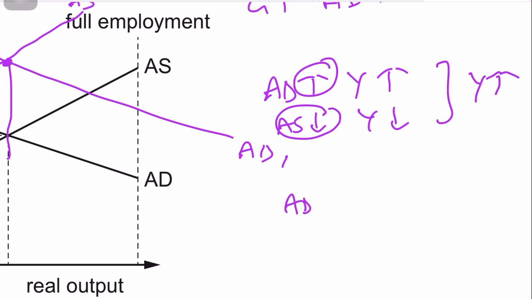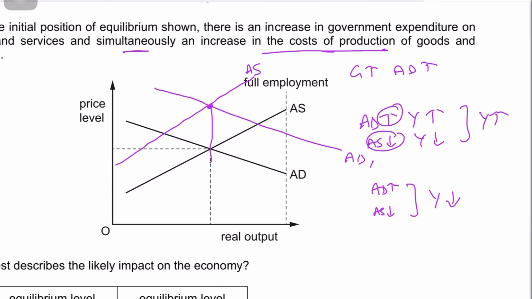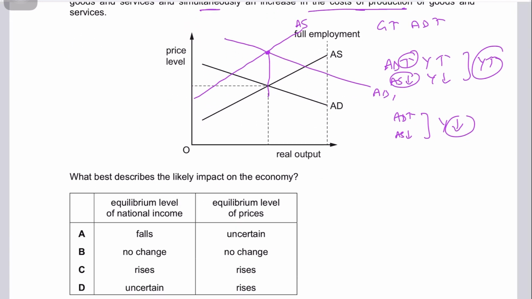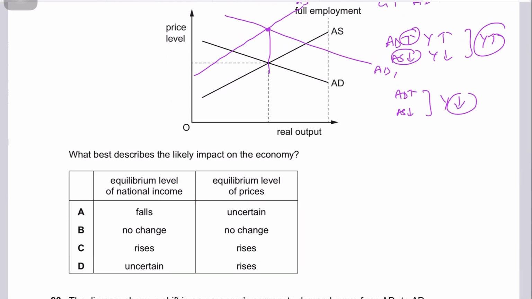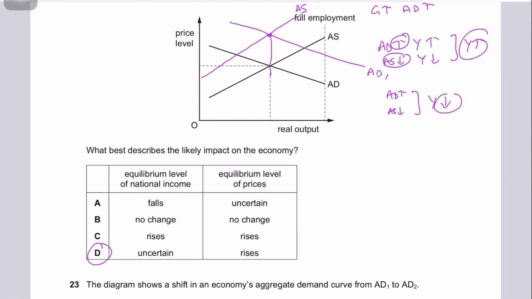But if AD was rising by less extent than the extent to which AS was falling, the net effect would have been that your national income would have gone down. But here it's not mentioned, so we can't really be certain on the impact on your national income, whether it will go up or whether it will go down. That is why we're assuming that they're both maybe rising or falling by the same extent, and that is why the impact on national income is uncertain. And I think that makes D the right answer, where the national income is uncertain.